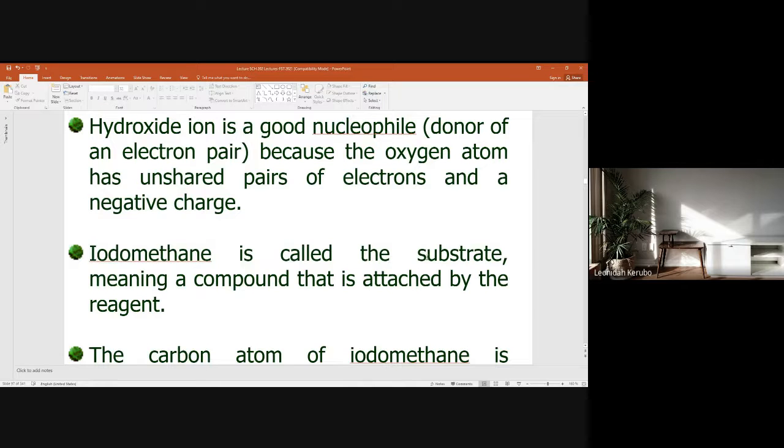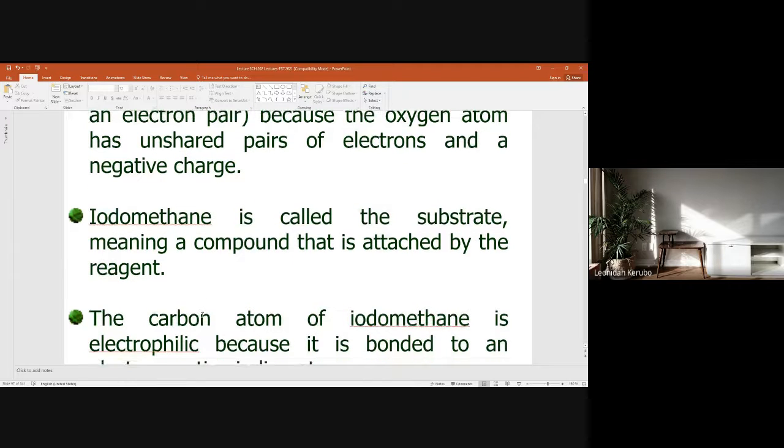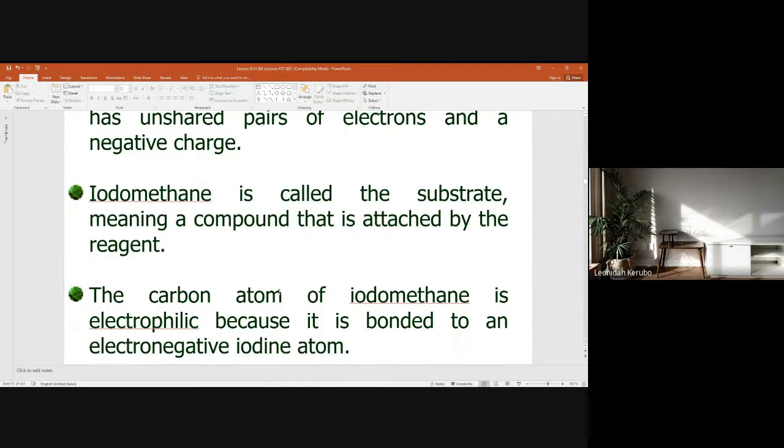Iodomethane is called the substrate. So the alkyl halide is usually the substrate, and it means a compound that is attacked, not attached, attacked by the reagent. The reagent in this case is a nucleophile, or it is a compound where the reaction takes place. So that is usually known as a substrate. In this case, it's an alkyl halide, and sometimes you can also have alcohols as substrates, as you saw in the synthesis of alkyl halides. In that case, the substrate was the alcohol where the reaction is taking place.